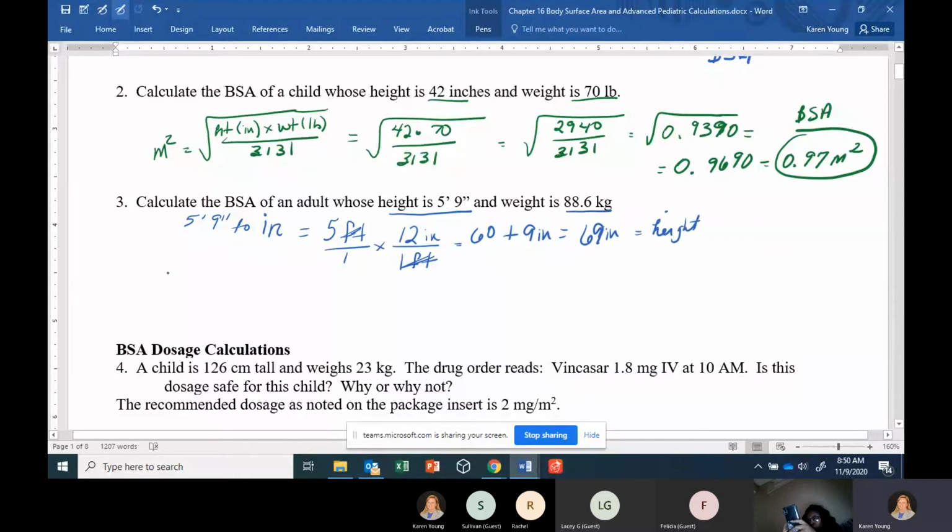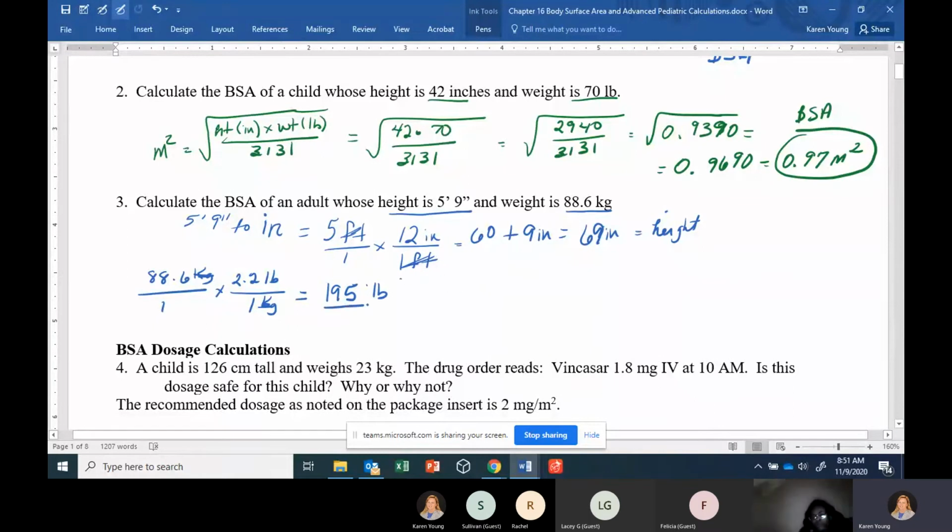So I was going to convert the 86.6 kilograms to pounds. So I'm going to take 86.6 kilograms over 1 to convert it to pounds. Remember, there's 2.2 pounds in 1 kilogram. So my kilograms will cancel. Multiply the 86.6 times the 2.2, and I get 194.92 pounds. So I can say 195 pounds, and that's rounded.